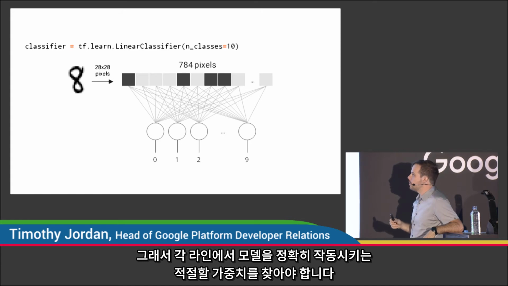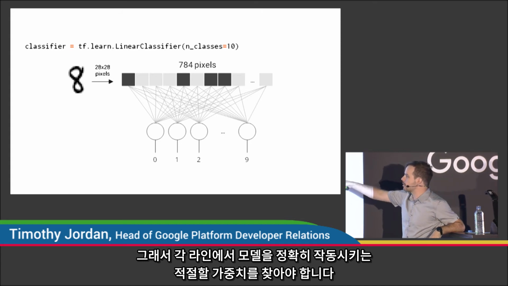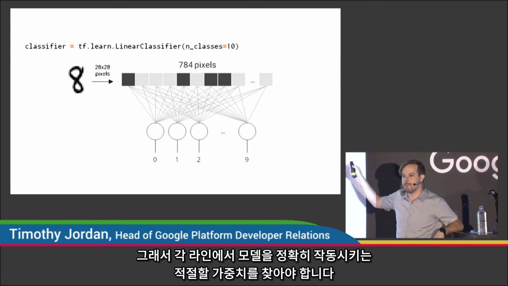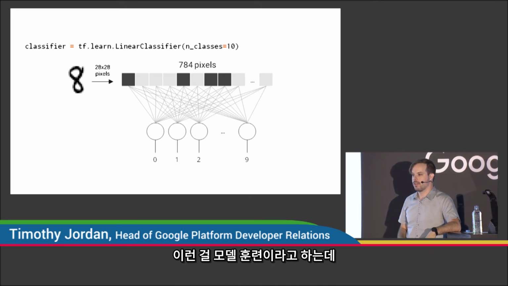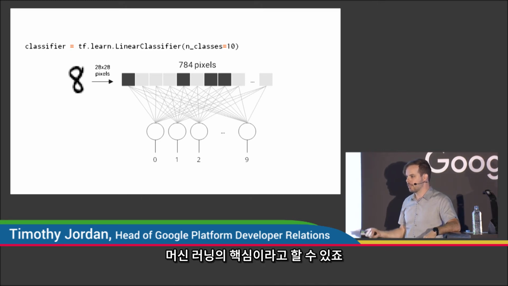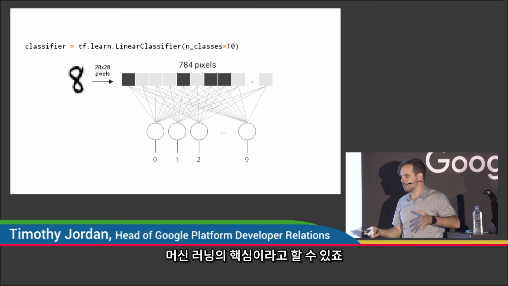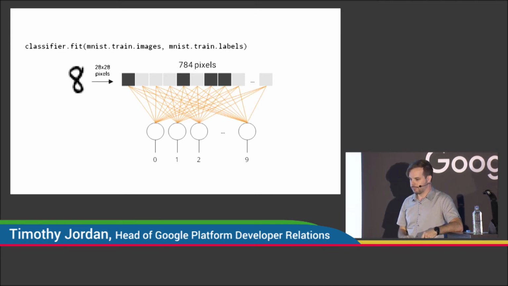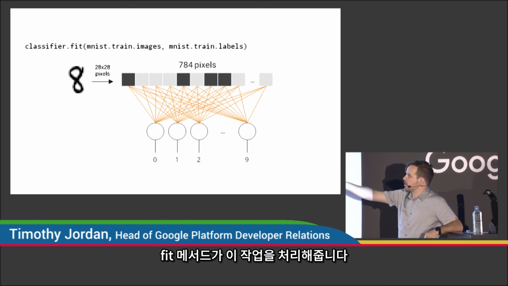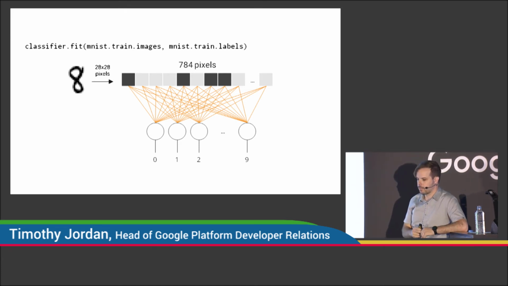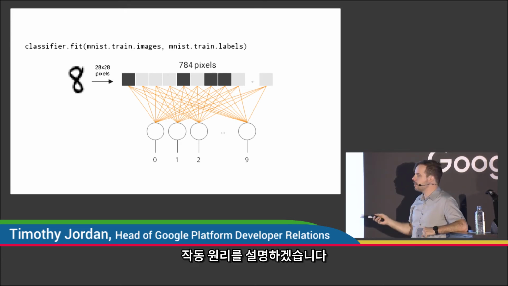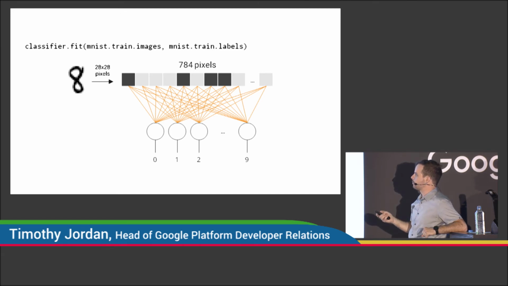So what we need to do is find the right weights for all of these lines that makes this model work. Now, that's called training the model, and that's where machine learning really happens. That's the heart of it. Now, the fit method is what takes care of that for us. Here's an idea of how it works.